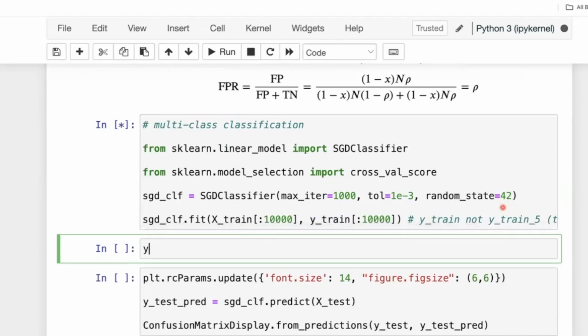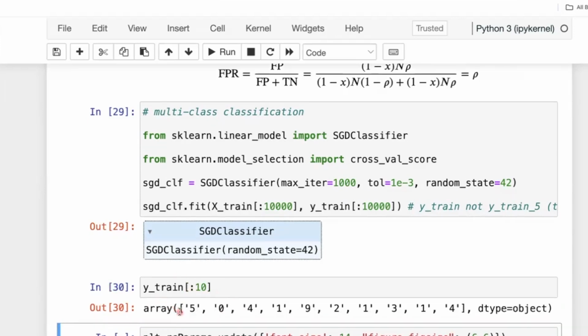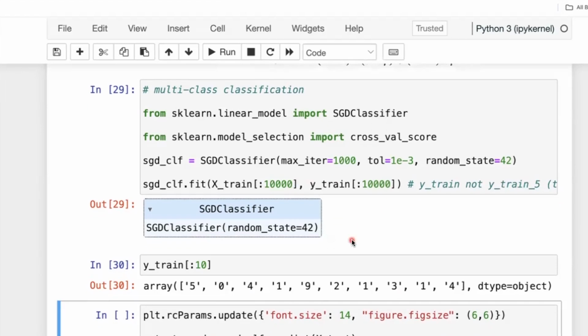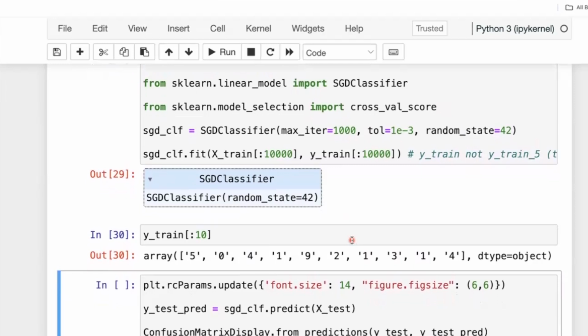And we can probably even visualize this to make sure that's actually the case. So if I show you here, you can see that this Y train is the one that contains all 10 digits or categories. And the one that was only 5 or not was this Y train 5. So we are not using this one. We are using the original labels that we have here. So in this case, we have a couple of ways to evaluate the accuracy of our classifier. For example, we can just use accuracy, which is the number of correct predictions over the total number of predictions or the total number of samples.